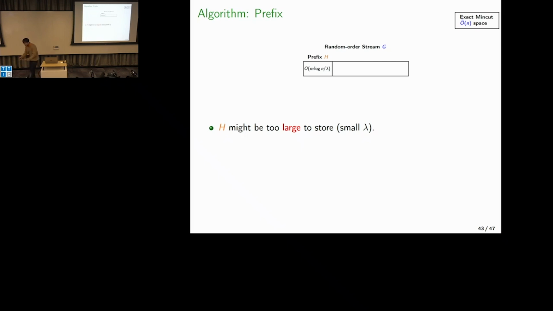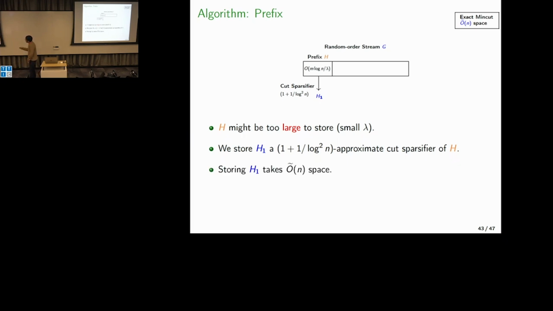So instead of storing H itself, I store a cut sparsifier of H with parameter 1 over log squared. And since the parameter is 1 over log squared, the space is just O tilde of n, right? So I can store H1 efficiently. And at this point, I will stop and look at H1. This will tell me what all the small cuts are and what all the big cuts are, since it's a cut sparsifier of the whole graph, right?